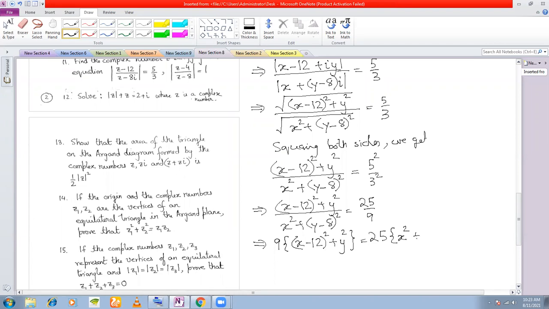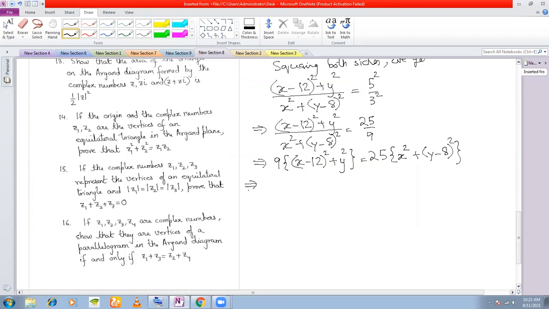(x² + (y − 8)²). Okay. Now you expand within the curly brackets. You expand (x − 12)², you will get x² − 24x + 12², which is 144, plus y², is equal to 25 times (x² + (y − 8)²), where (y − 8)² is y² − 16y + 64.